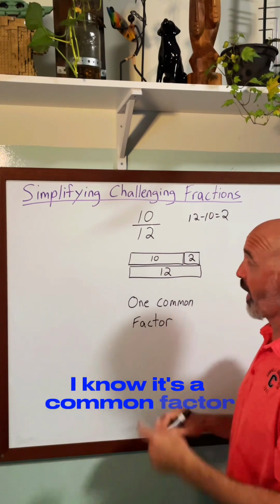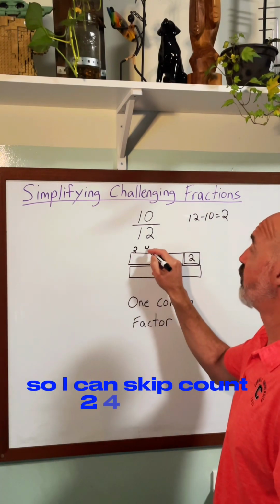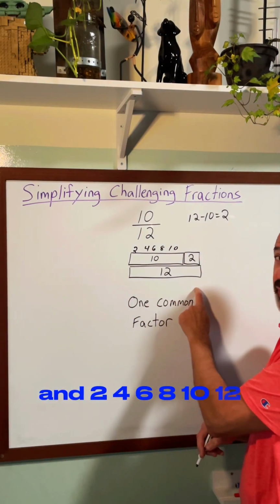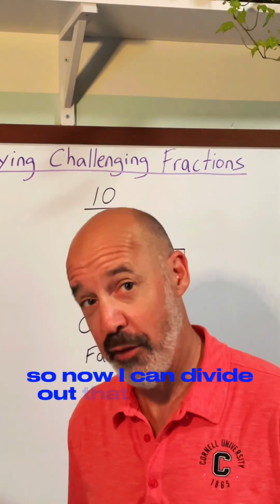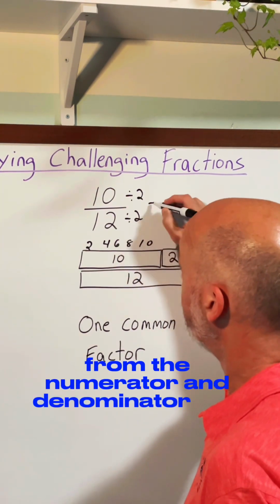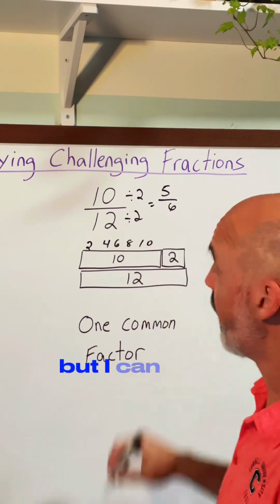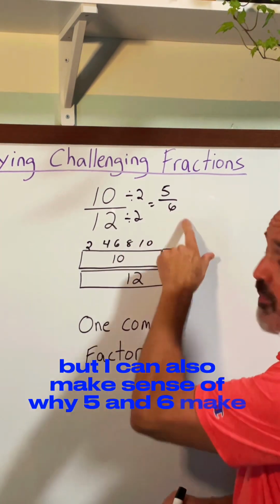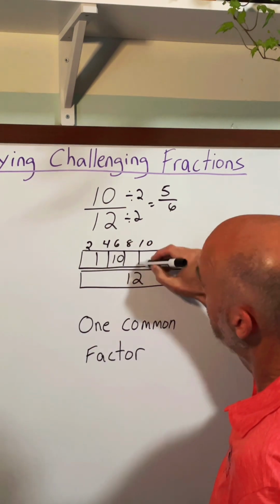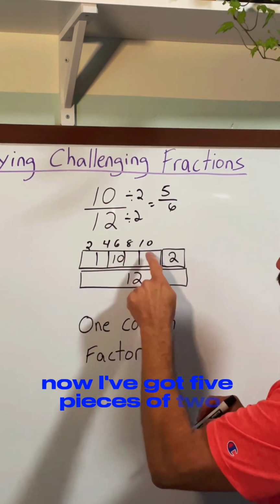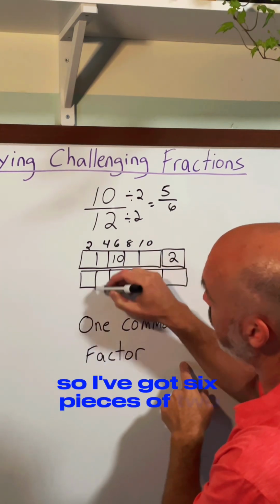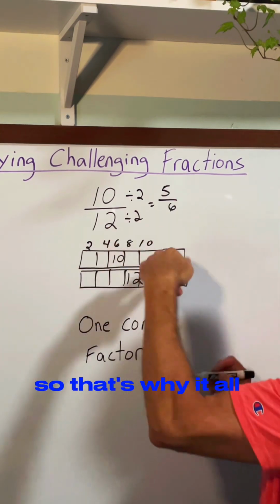I know it's a common factor, so I can skip count 2, 4, 6, 8, 10, and 2, 4, 6, 8, 10, 12. So now I can divide out that common factor from the numerator and denominator and get 5/6. But I can also make sense of why 5 and 6 make sense, because if the size is 2, now I've got 5 pieces of 2, and then in here is one more. So I've got 6 pieces of 2, so that's why it all makes sense.